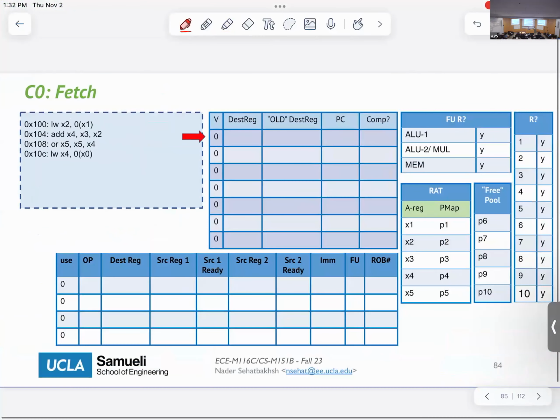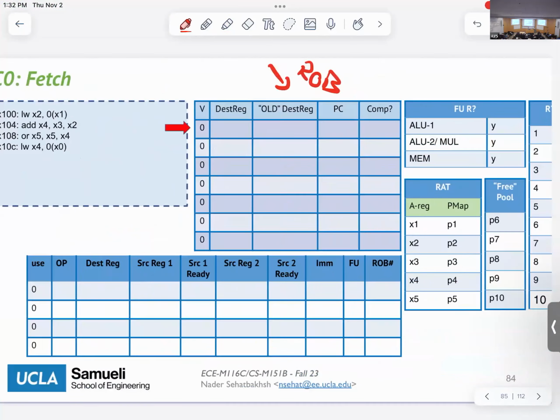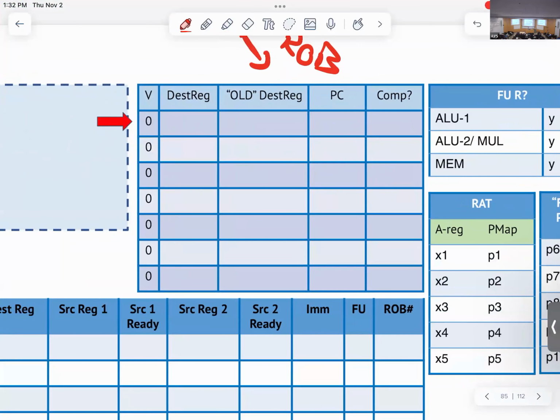The things that I'm showing here, this is your ROB. As you can see, in my ROB I have 5 different columns. The first column is the valid column, which says whether this lane in the ROB is open or not. Then I save 2 things: the destination register and the old destination register. These are the 2 things that I use in my RAT. I also save the PC, and I have a flag that says whether it's complete or not. If it's 0, it hasn't been completed. If it's 1, it's completed.